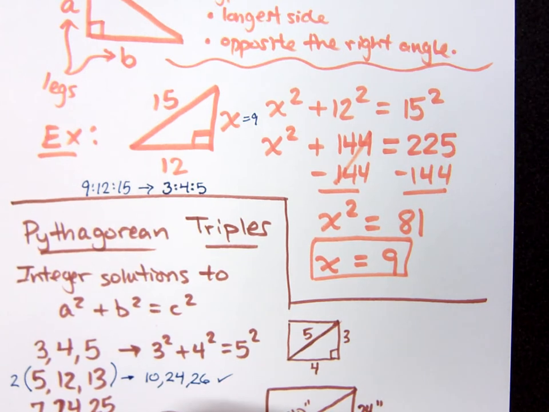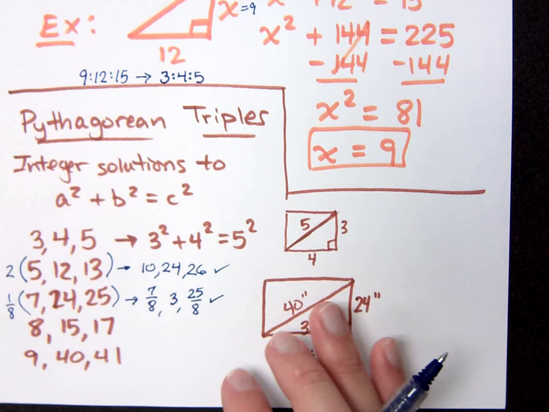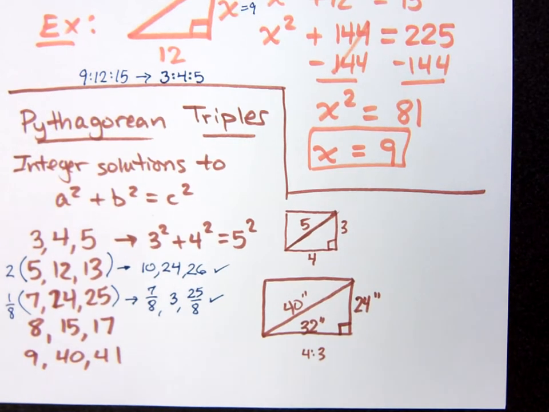I could also take something like this one right here. If I divide everything by 8, then 7 over 8, 24 divided by 8, which is 3, and 25 divided by 8, this would be a triple. It's not a very pretty triple, but it would work out in the Pythagorean theorem, because I scaled everything by the same factor. Okay? So these are some numbers I want you to be familiar with and to look out for, because you see them a lot when you're dealing with right triangles.